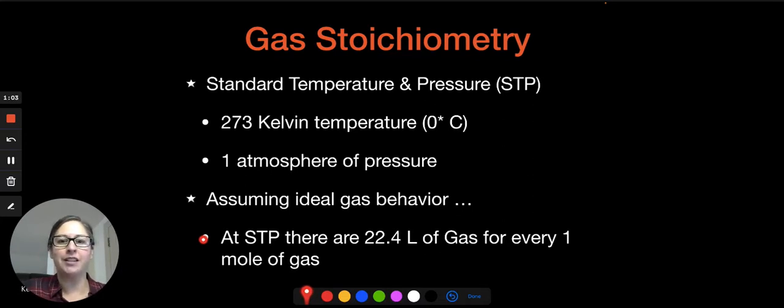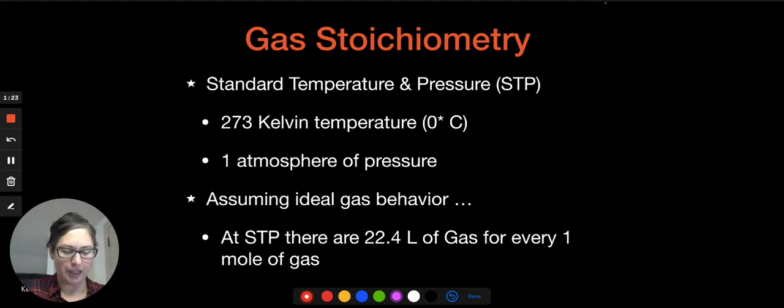At STP, we know that there are always 22.4 liters of gas for every 1 mole of a gas. That's for an ideal gas. If it's not an ideal gas, it will deviate from there. Honestly, at this point in your chemistry career, you just don't need to know about that quite yet.